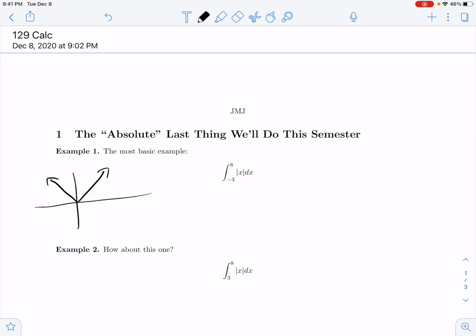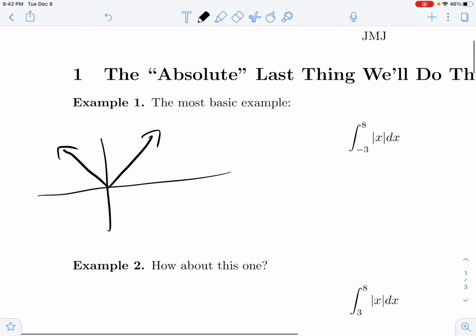I want to find the area from -3 to +8 of this function. And if you really didn't know what to do and you wanted to do this by hand, you could do it with two triangles, right? Two triangles. This triangle has width here of 3 and height here actually of 3, right?